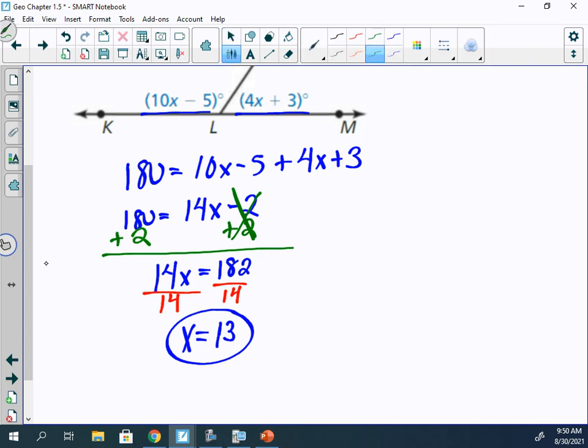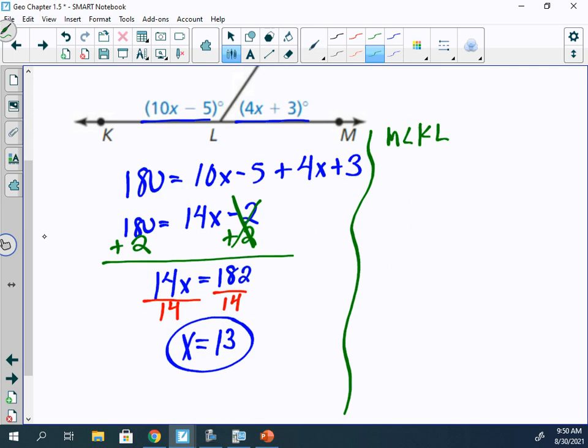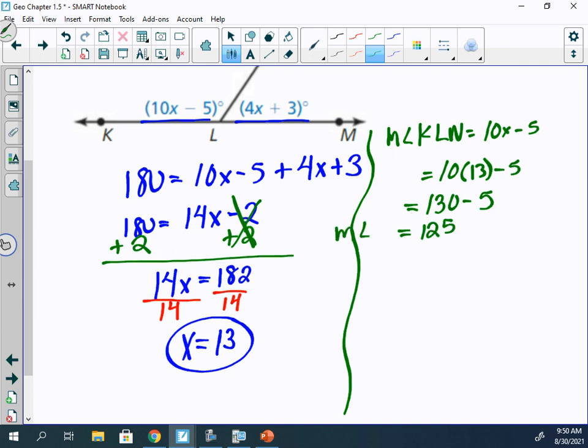Then we can plug it back in. So I'm going to do the measure of angle KLN, which is our 10x minus 5. So we'll do 10 times 13 minus 5. Well, 10 times 13 is 130. Minus 5 is 125. Measure of KLN is 125.